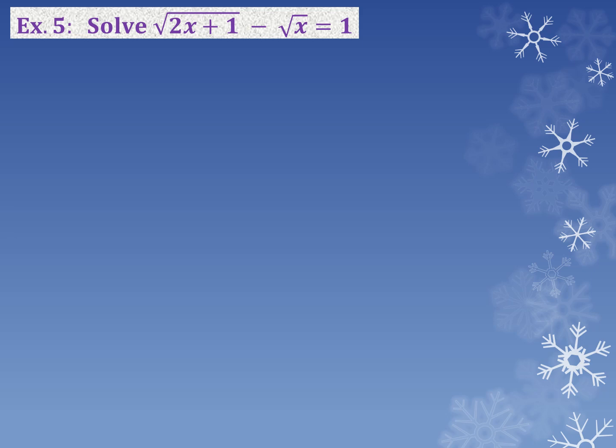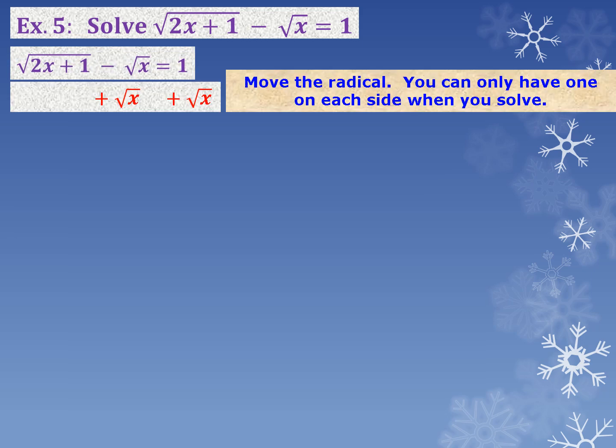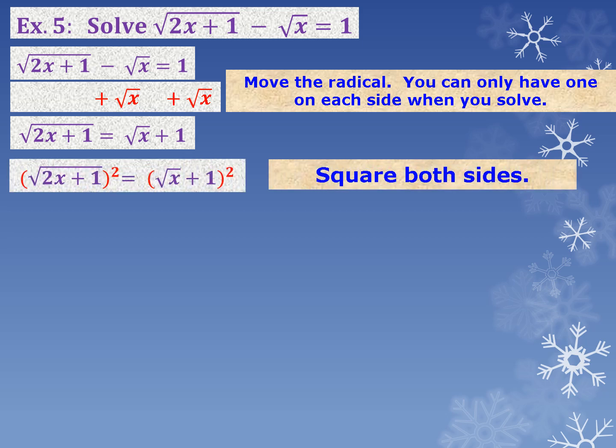So, in order to tackle this problem, the first thing we're going to have to do is add that square root of x to both sides. That enables us to have a square root on the left and a square root on the right, because you're not allowed to have 2 on one side. So that gives us the square root of 2x plus 1 equals the square root of x plus 1. So now that we've got only 1 square root per side, we're able to go ahead and square both sides.